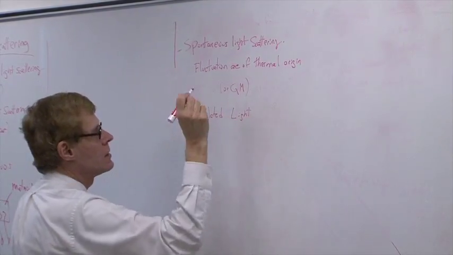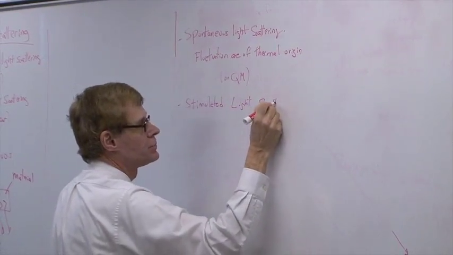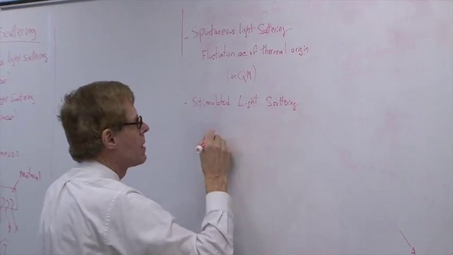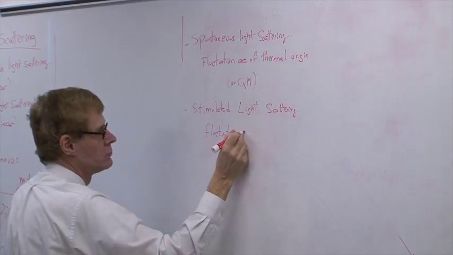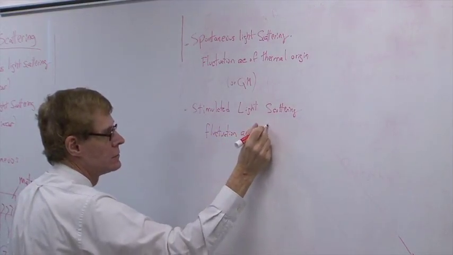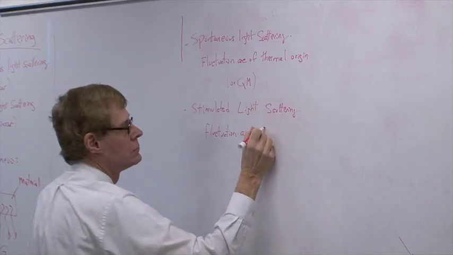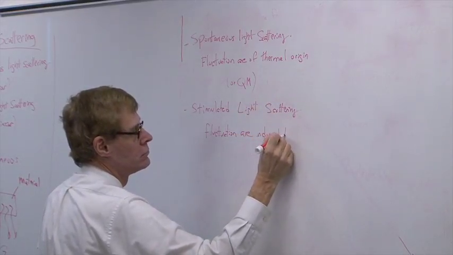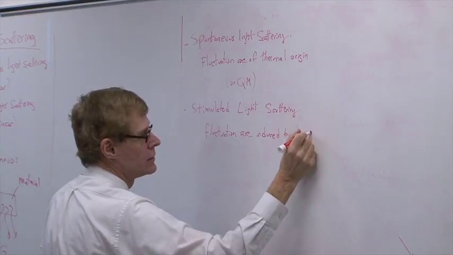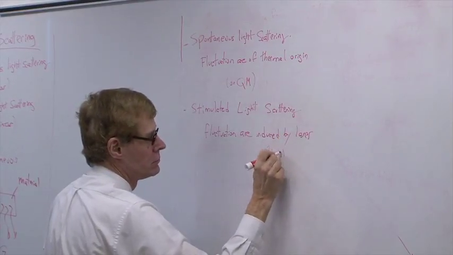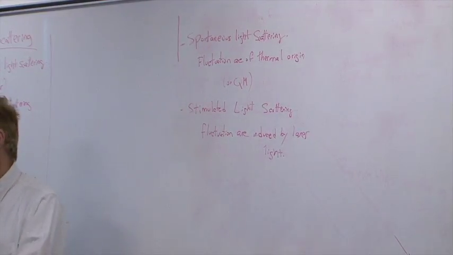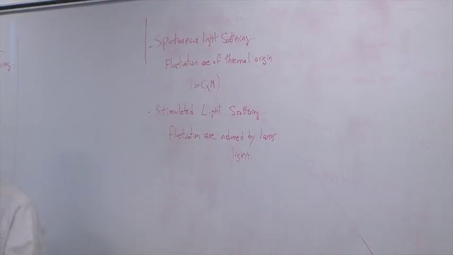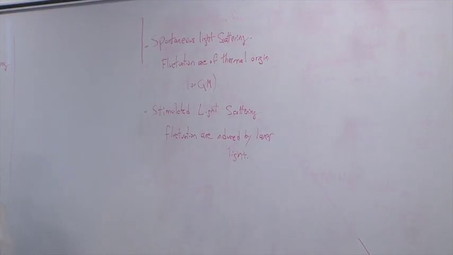And now when we say stimulated light scattering, we mean that the fluctuations are induced by the laser light. So you can see now why this is nonlinear. The laser light creates the fluctuations, but then the light scatters off of those fluctuations to produce the output scattered beam.